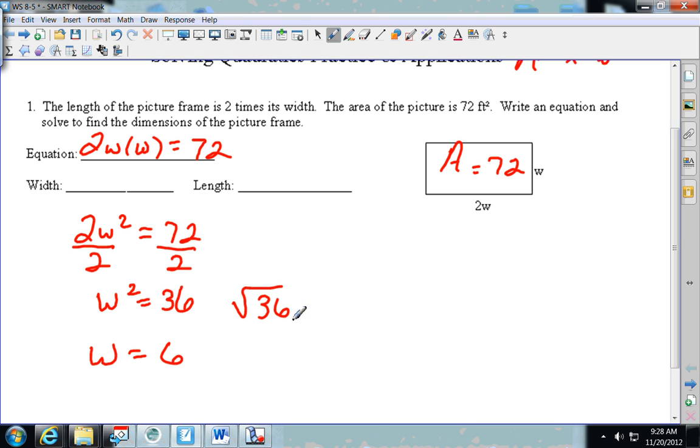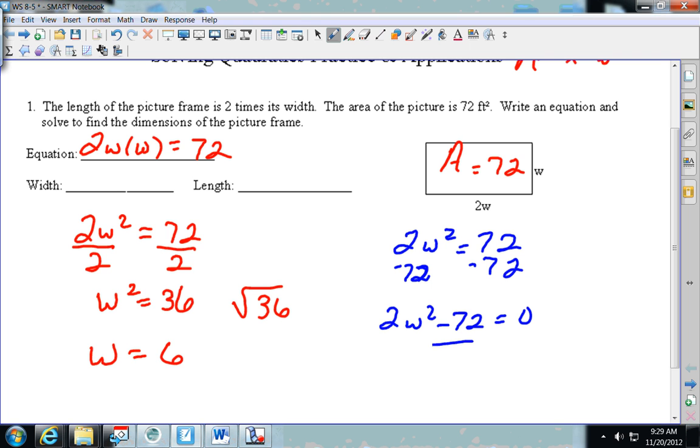Okay? That's one way. Another way to do this is, with 2w squared equals 72, to set it equal to 0, in standard form. Subtract 72 from each side. You get 2w squared minus 72 equals 0. Put that into y1 and find your zeros, see where the y numbers are 0. I'll do that on the next one in a minute, but you're going to find it at -6 and 6.